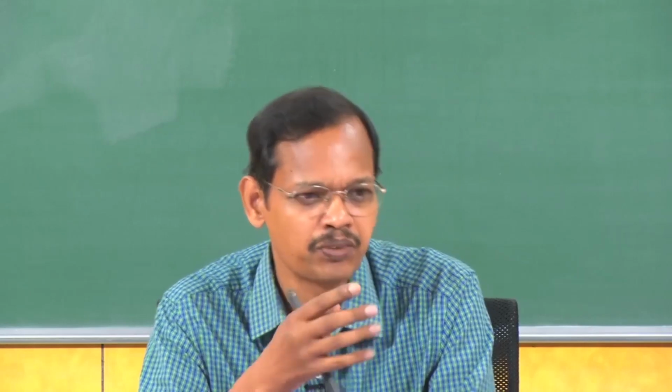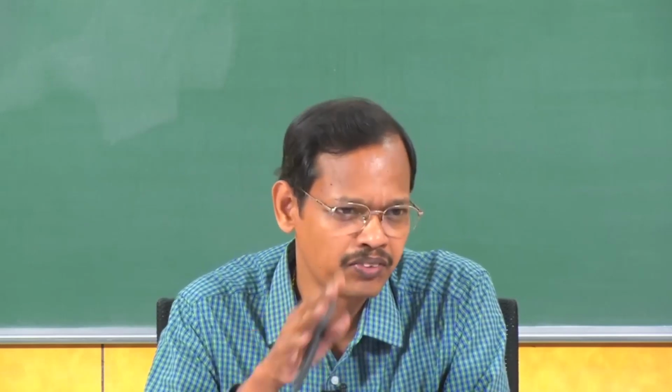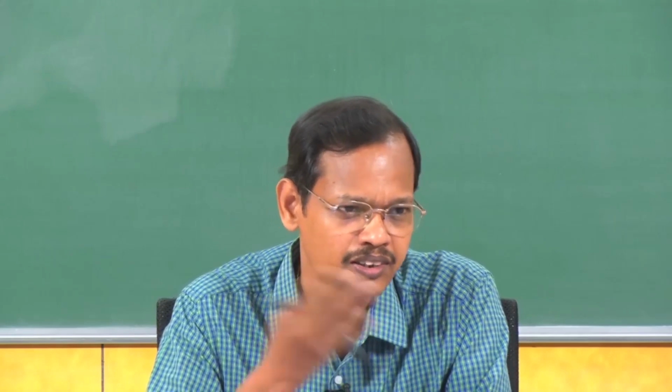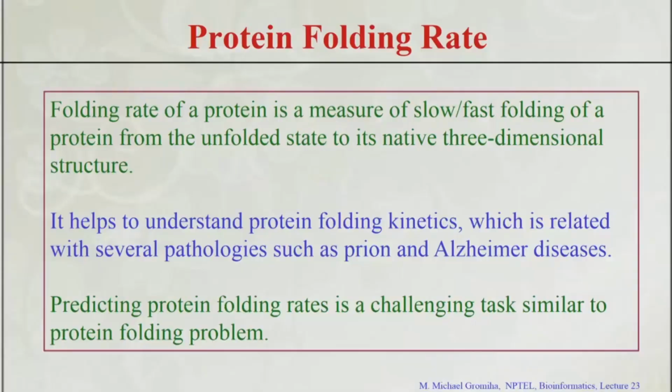If you predict with the sequence, we derive several rules from the known information regarding the mutated residue, as well as the residues which are neighboring in the sequence. We derived a set of rules. Then we use the rules for predicting the stability, whether it is stabilizing or destabilizing. So, we discussed the structure prediction from the unfolded state to the folded state, and then we discussed the stability. Today we will deal with the folding rate.